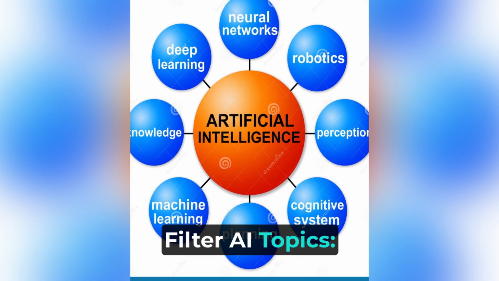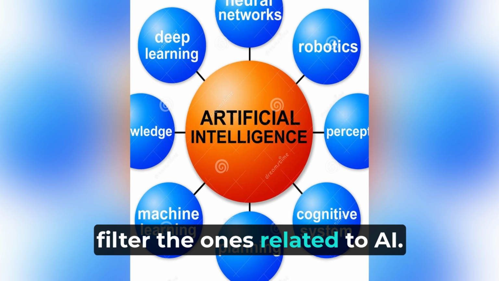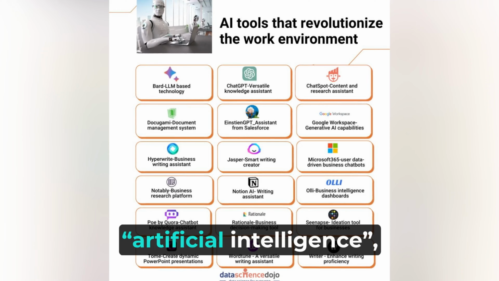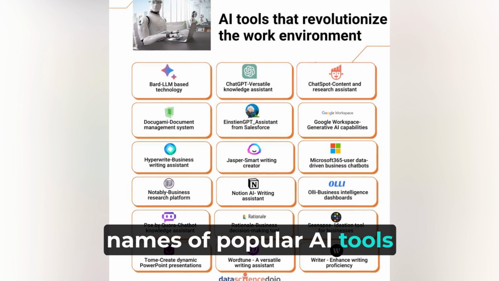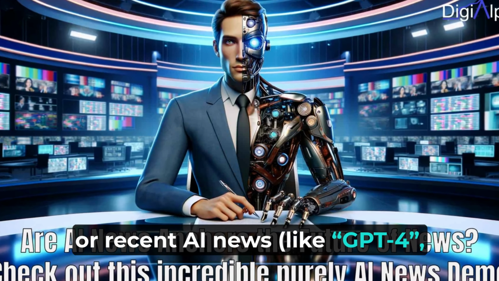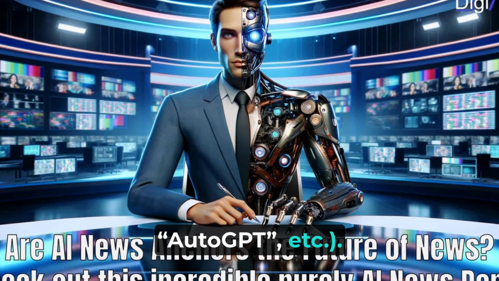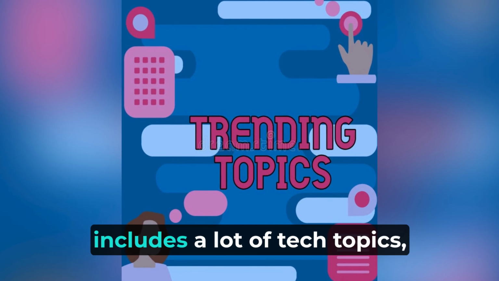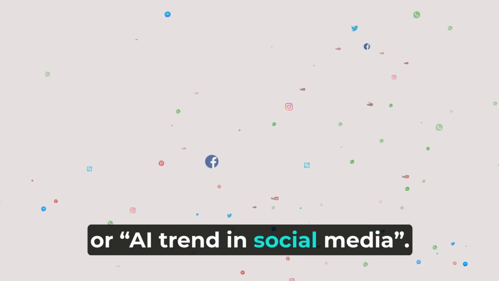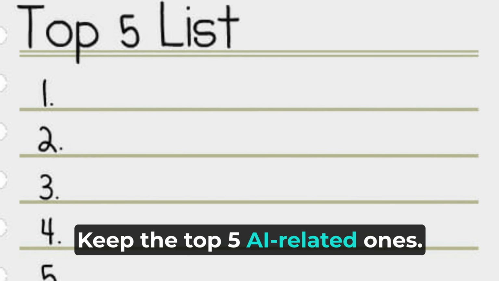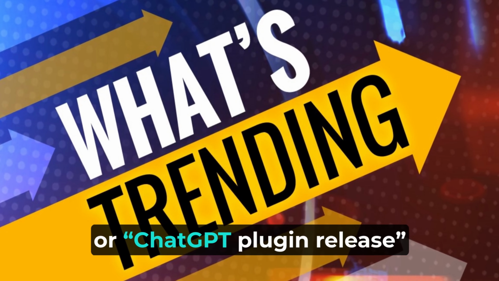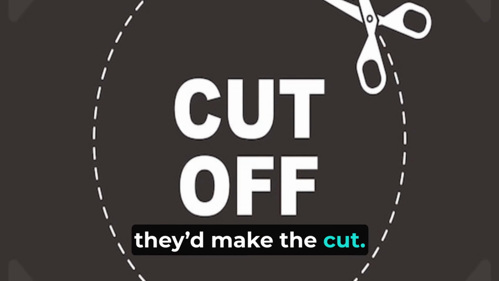Filter AI topics. From the trending searches, filter the ones related to AI. You can do this by checking for keywords like AI, artificial intelligence, names of popular AI tools, ChatGPT, Midjourney, etc., or recent AI news like GPT-4, AutoGPT, etc. If the trending list already includes a lot of tech topics, you might find entries like new AI tool release or AI trend in social media. Keep the top 5 AI-related ones. For example, if AI image generator trend or ChatGPT plugin release are trending, they'd make the cut.